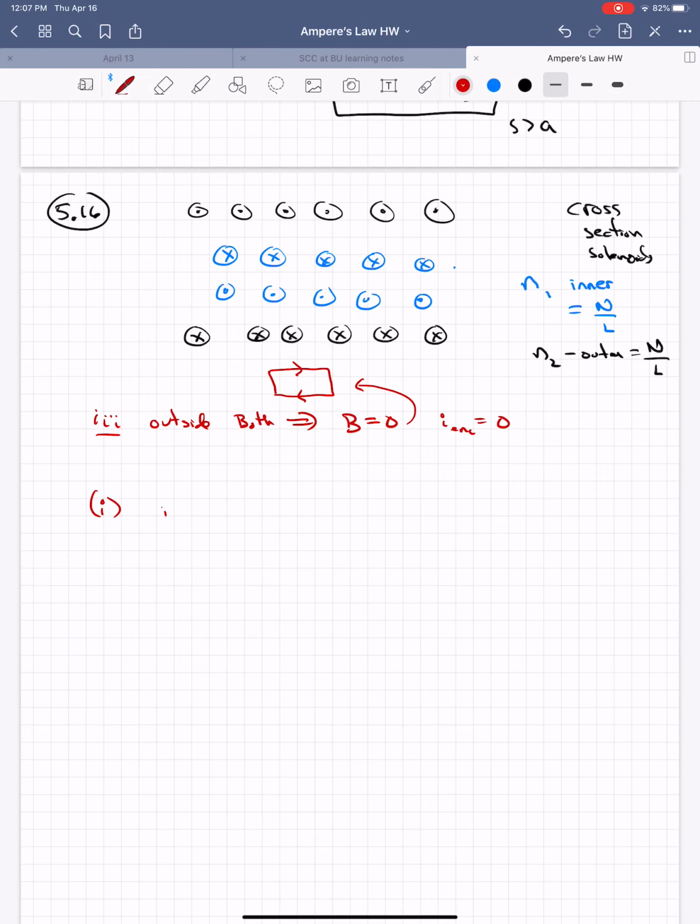So in part 1, I'm inside both. So I'm going to draw my Gaussian surface to be like this. So this is my Gaussian surface for part 1. And let me assume my loop direction as shown with the red arrow.